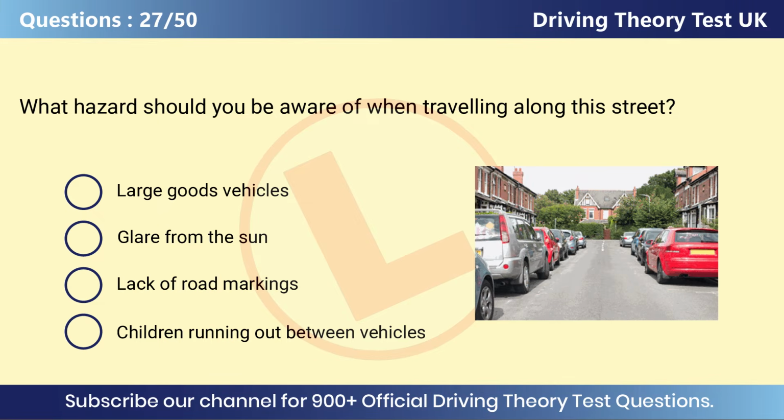Question 27. What hazard should you be aware of when traveling along this street? A. Large goods vehicles. B. Glare from the sun. C. Lack of road markings. D. Children running out between vehicles.